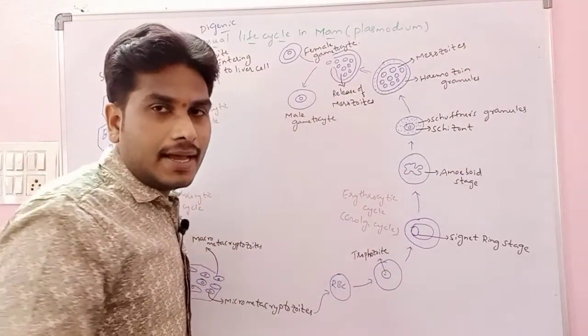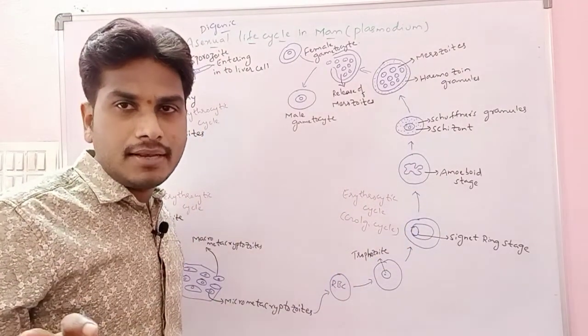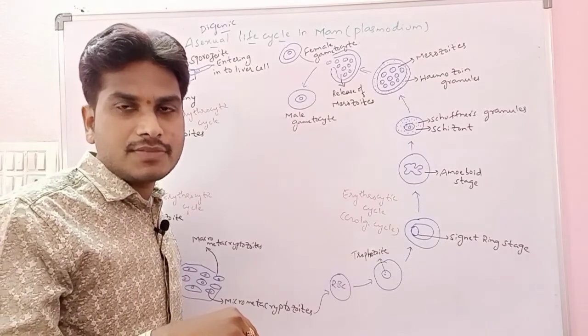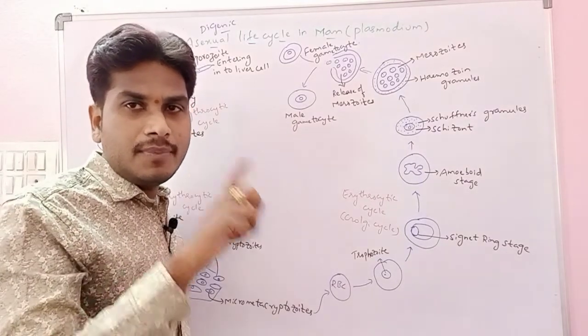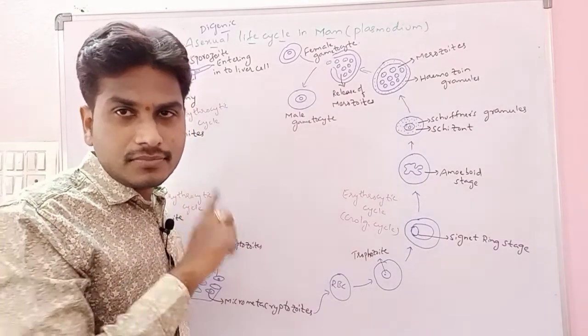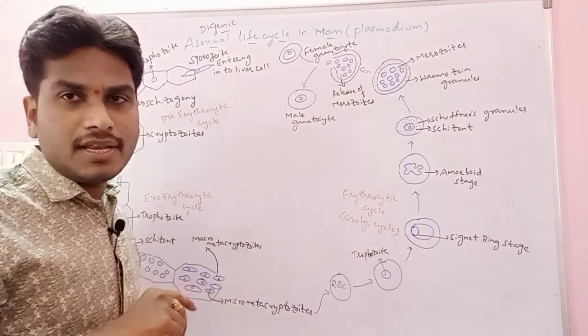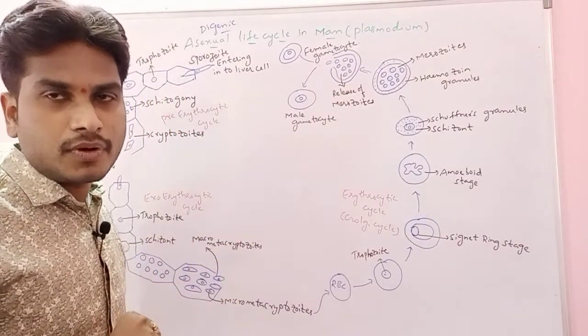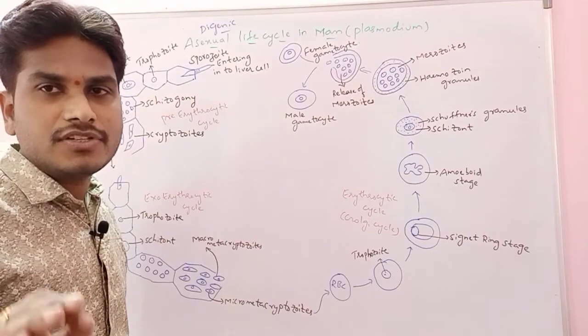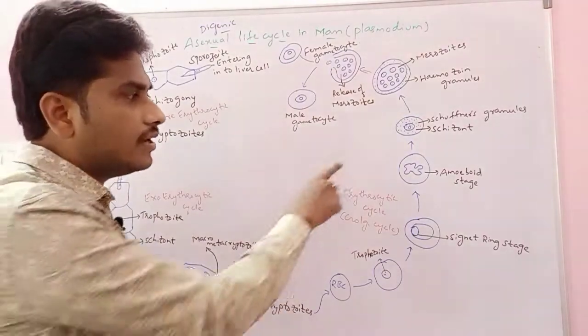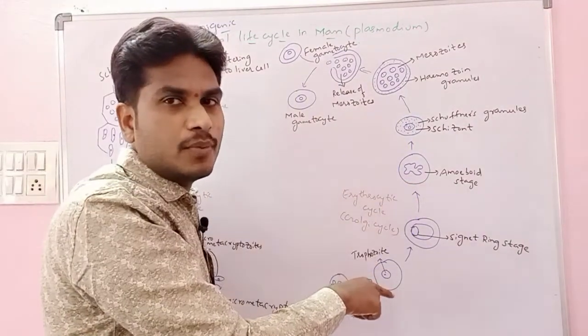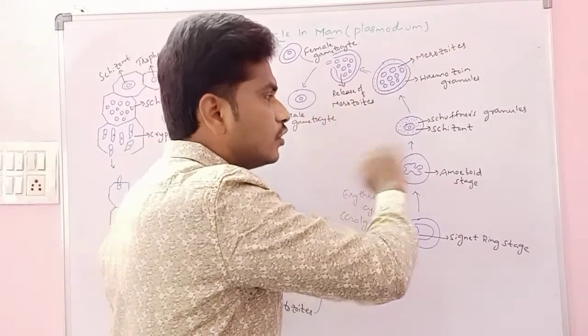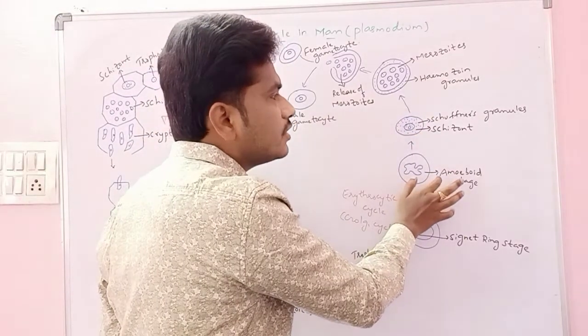This signet ring stage, by acquiring pseudopodia, turns into the amoeboid stage. As we know, Plasmodium is non-motile. If you see the classification, Plasmodium belongs to phylum Protozoa, subphylum Sporozoa and class Telosporea. Sporozoans are organisms in which locomotor organs are absent. Here it temporarily develops pseudopodia. After some time, the pseudopodia is lost again.